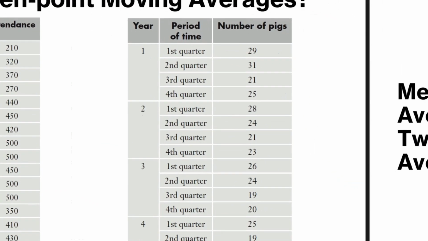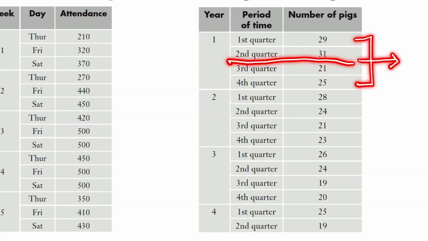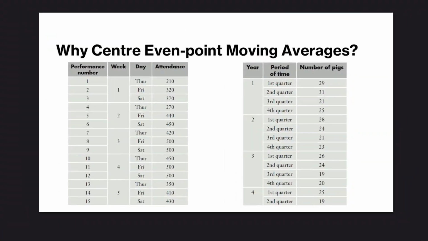Even point moving averages don't land on a value. In this example on the right, if I calculate a 4-point moving average here, the average will fall in between the second and third quarter of the first year. If I found the 4-point moving average of these four numbers, it would fall in between the third and fourth quarter of the second year. And that's a problem because we want the smooth data to line up directly with the original time intervals. We fix it by centering.